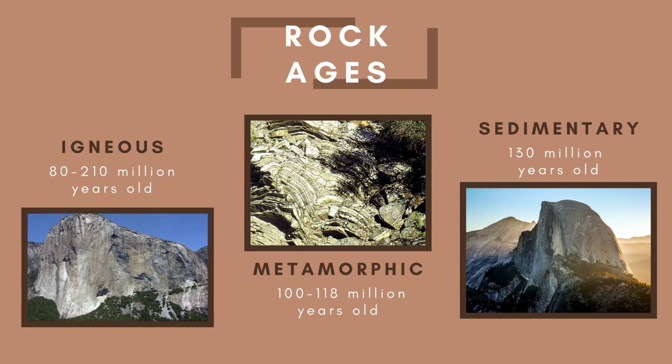The ages of the other types of igneous rocks found on site range from 80 to even 210 million years old. As for the metamorphic rocks found on site, the age ranges from 100 to 118 million years old, depending on the area. NPS talks about how their eruption from volcanoes actually occurred around the same time that some of the smaller plutonic rock suites were formed. Lastly, we have sedimentary rocks. These rocks are expected to be around 130 million years old.